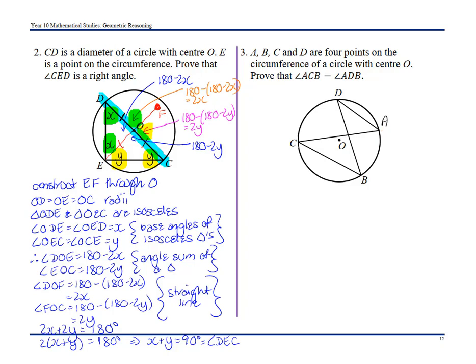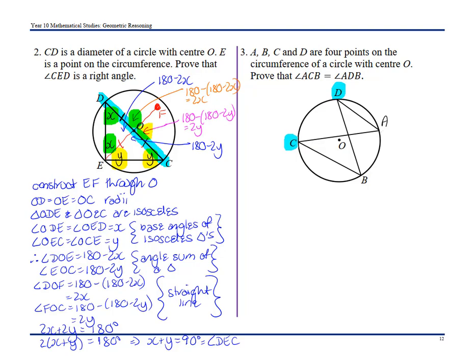Okay, in this one we have to prove our bow tie theorem, and it wants us to prove that angle ACB, so this angle here, equals angle ADB, so that angle there.